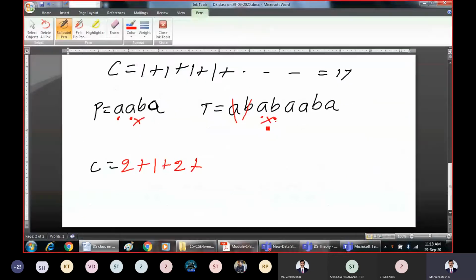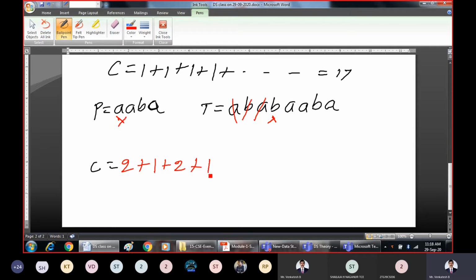That means the substring starting from this character also is not giving us the required entity. So I will ignore that also and I will erase this. Right? Next, what is the pattern that we are looking for? We are looking for AABA. So now coming to the first character. What is the first character here? A. And what is the character present in the string? B. That means after the first comparison itself, it is a failure. It is not matching.